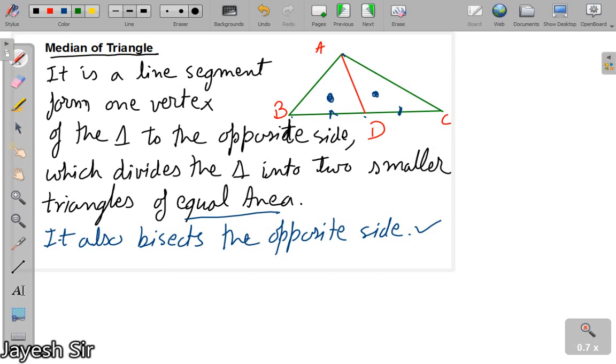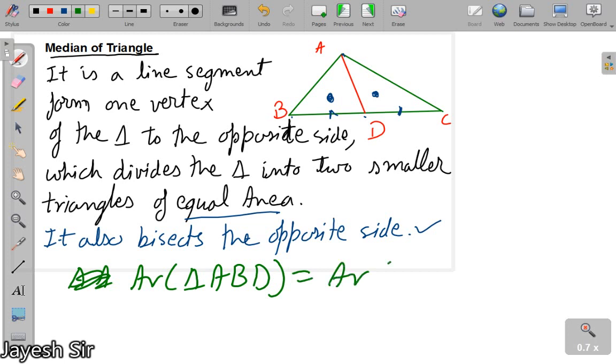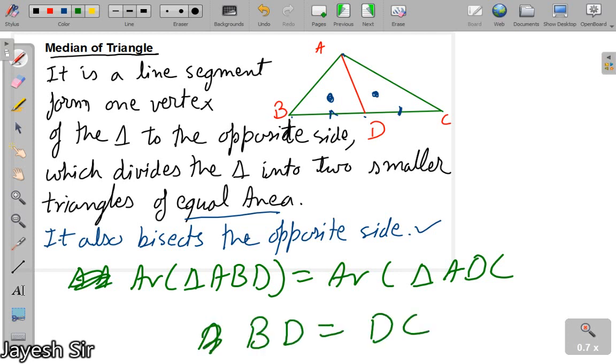Okay, so we have two things from the median: the area of triangle ABD is equal to the area of triangle ADC, and secondly, line segment BD and line segment DC are of equal length.